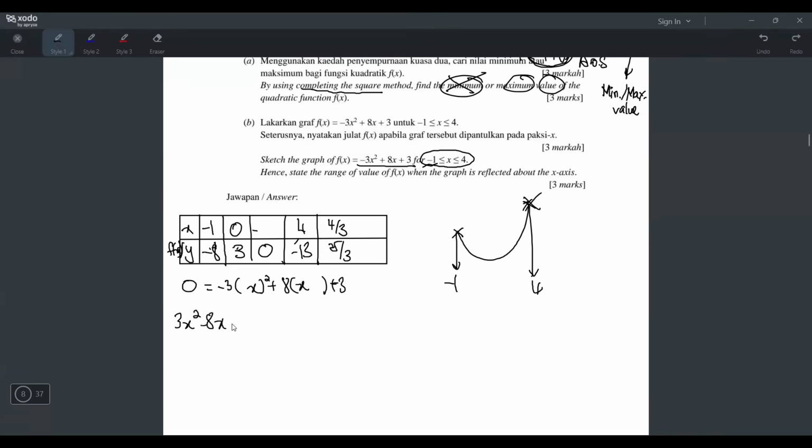So 3x squared minus 8x minus 3 equals 0. Or you can also say, change the sign for everything, right? Okay, now I press the calculator and I will get my x-intercept. Okay, the a is 3, b is negative 8, c is negative 3.